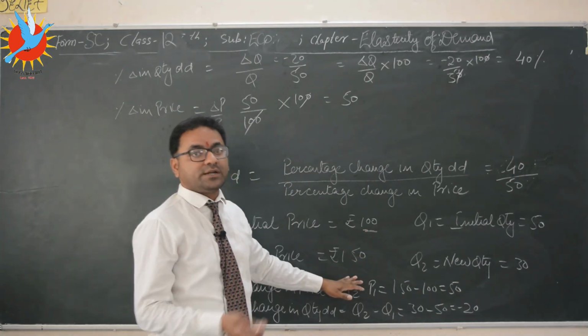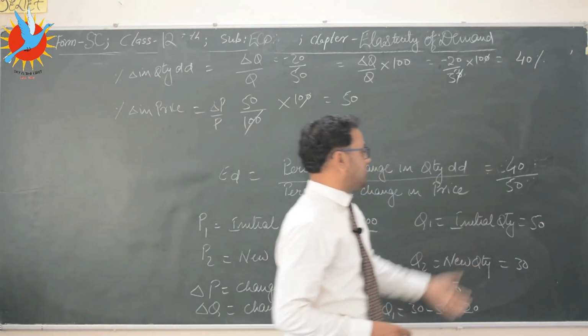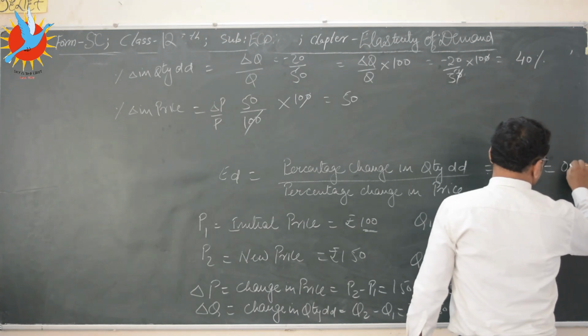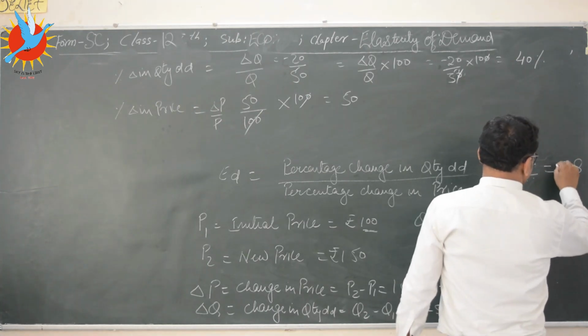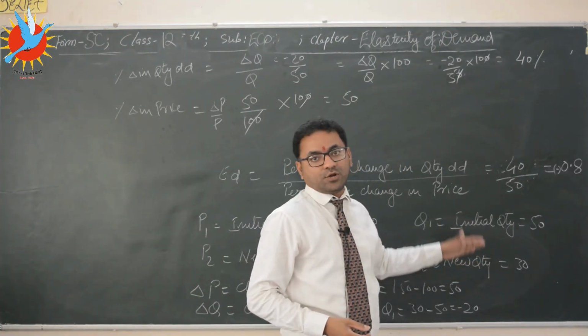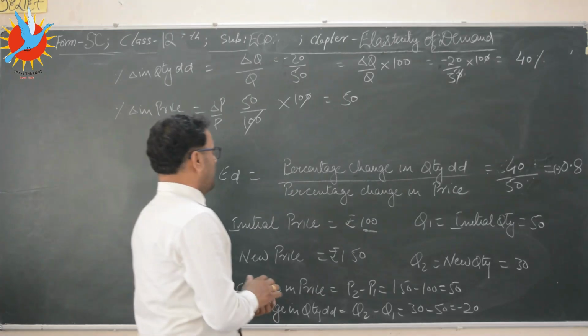150 is the new price and the initial price was 100, and the percentage change in quantity is 40%. So our elasticity will be 0.8. There is no need for a negative sign here because it is implicit that the price has increased and the quantity demanded has decreased. Okay.